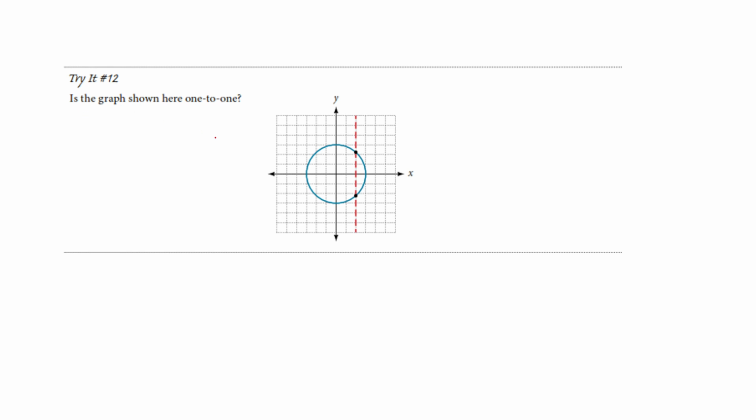So I don't know why they have this. It is not a function, and it's also not one-to-one because I'm hitting two places with the horizontal line. Okay, now that's an introduction to functions. In our next section, we're going to spend more time talking about their domain and their range, which is a really important idea.